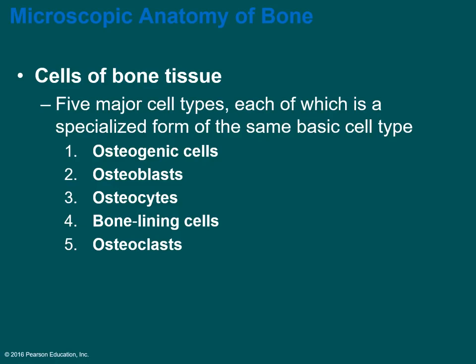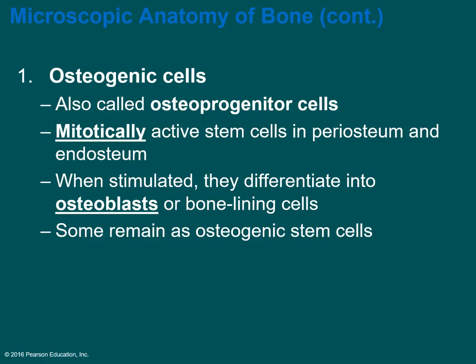Now, if we move on to the microscopic anatomy of the bone and we look at the cells that are found in bone tissue, there are 5 major types of cells. There are the osteogenic cells, the osteoblasts, the osteocytes, the osteoclasts, and the bone lining cells. And I know it's really annoying because they all sound alike. Obviously, osteo refers to bone, so at least that's a clue that's going to help.